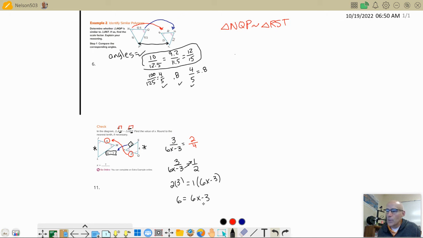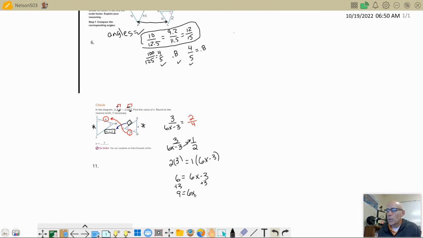Now I'm going to add 3 to both sides, right? Plus 3 here, plus 3 there. I get 9 equals 6x. I divide by 6. This makes me nervous. Did they give me one where the x comes out to be a fraction, right? So when I divide by 6, I get 1.5. Now I have to make sure I'm finding what they want me to find. X is 1.5. Yeah, that's definitely what I'm trying to find, right?